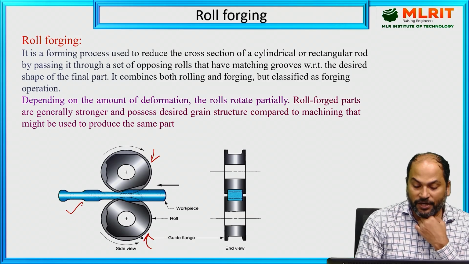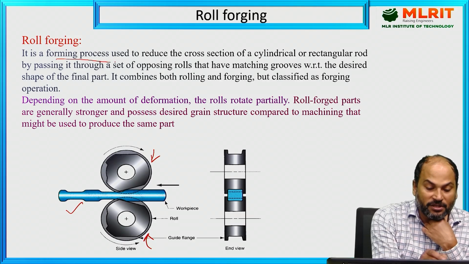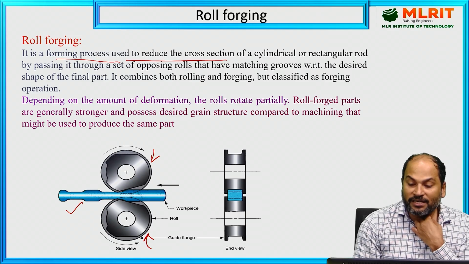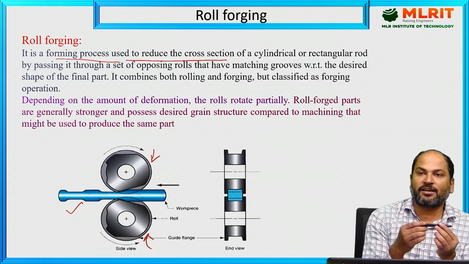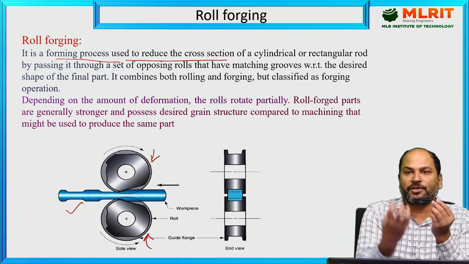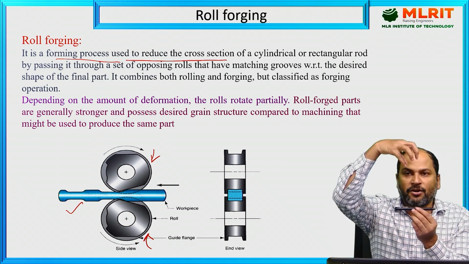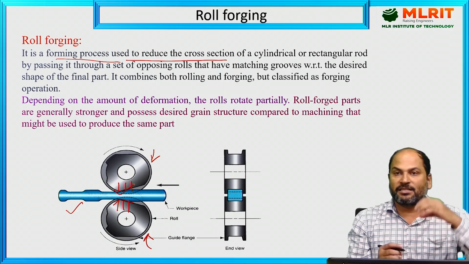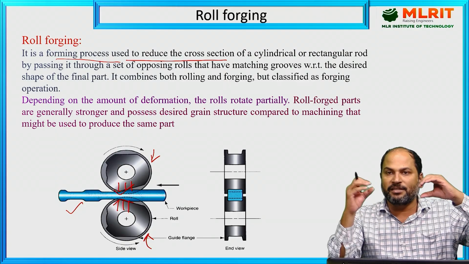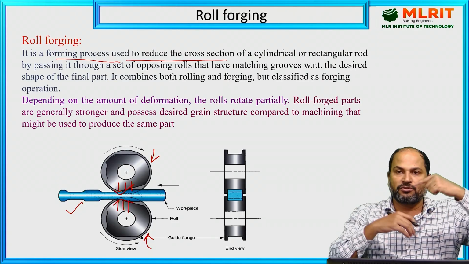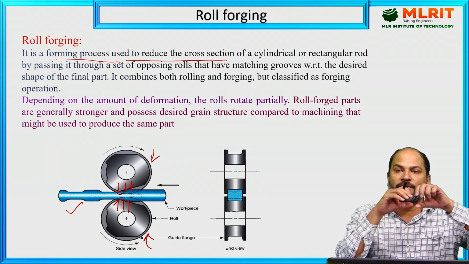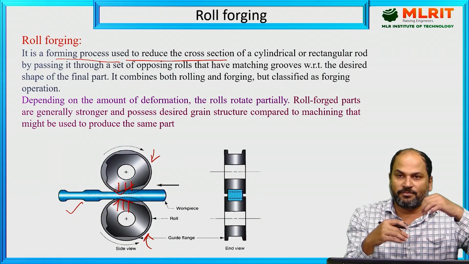Okay. So it is a forming process used to reduce the cross-sectional area of a cylindrical or rectangular rod. If this is the cylindrical rod and we are putting it between the two rollers, what is happening? Compressive load is coming from both sides, and because of this compressive load, just like rolling, thickness will reduce. These rollers are rotating, so everywhere the pressure will be the same, and overall the cross sectional area of the specimen will be reduced.